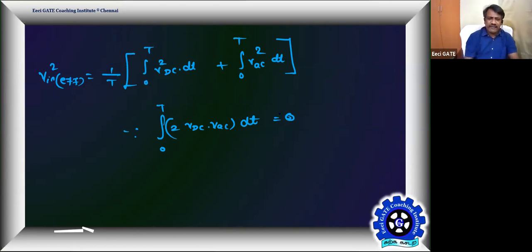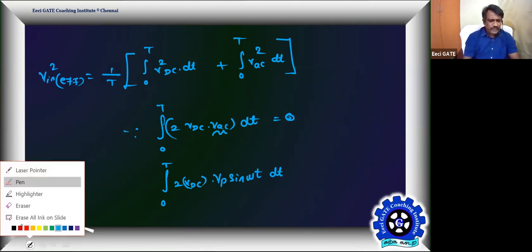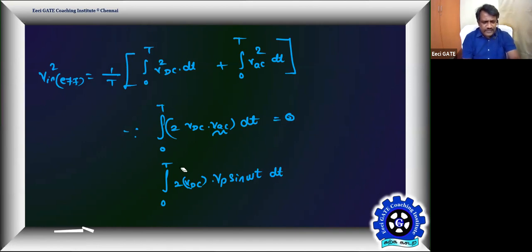Tell me why this integration will vanish. So it is integral 0 to T 2 times VDC into what? This VAC is VP sine omega T into dt. Instead of playing with omega T, let us play with theta. Let me take the limit as 0 to 2 pi, that's one cycle. Let me play with theta into d theta. Then tell me what is the integration of sine theta?